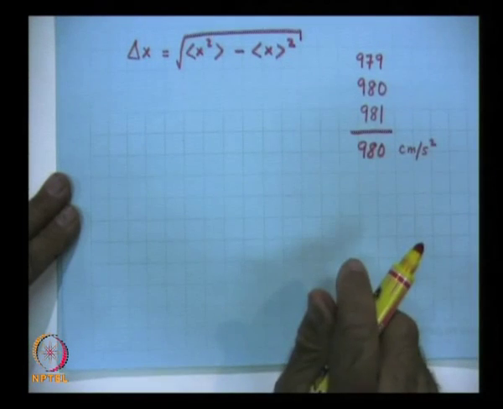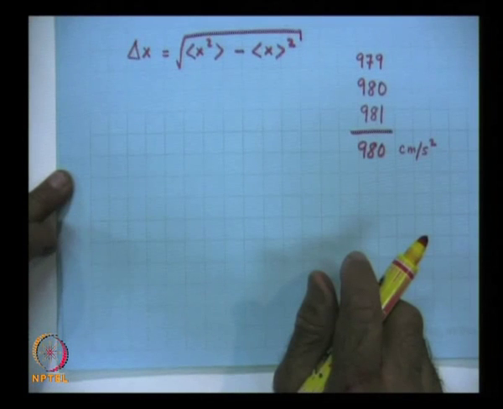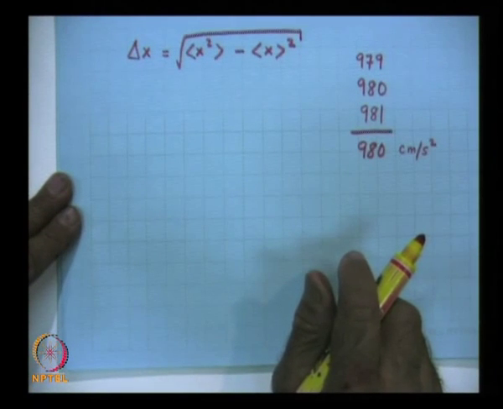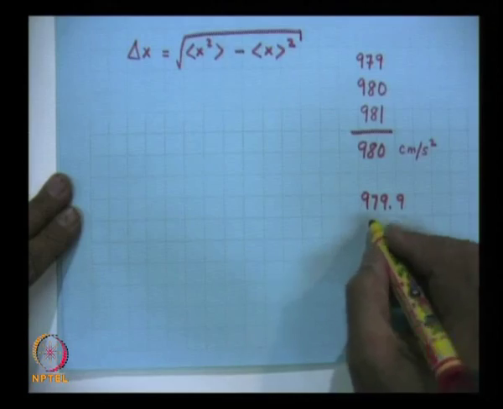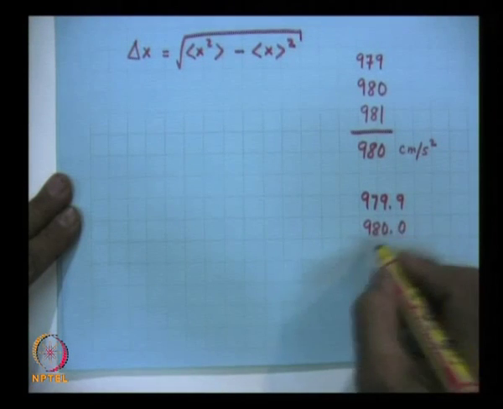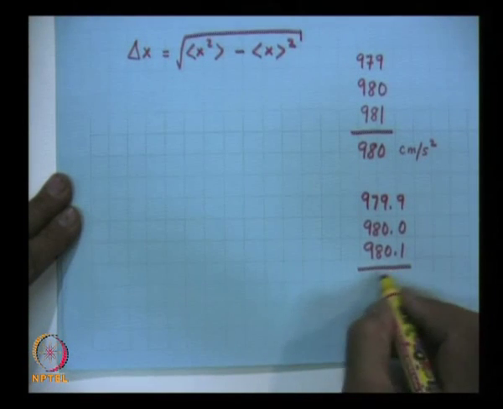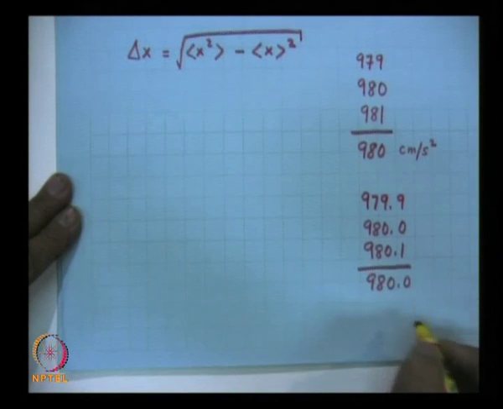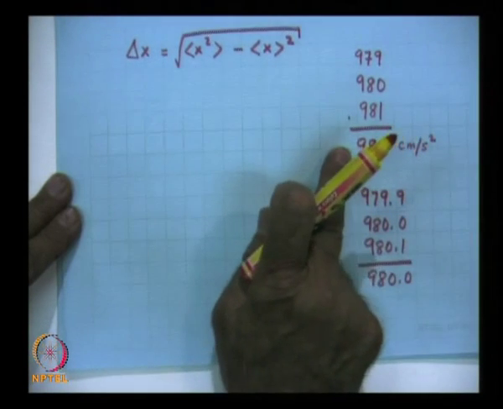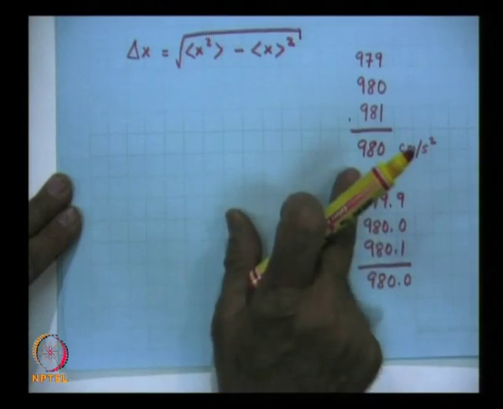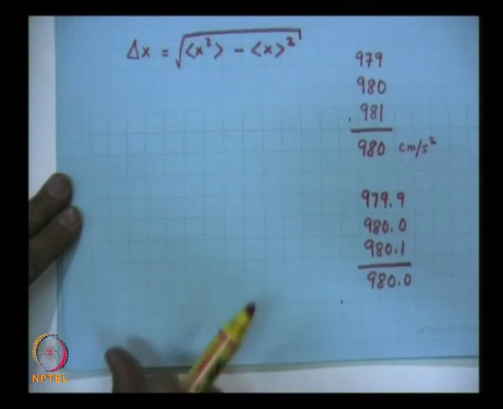Now, I use a Kater's pendulum to make a measurement of acceleration due to gravity, but there I get 3 values like this: 979.9, 980.0 and 980.1. Now, if I take the mean of that, I will again get 980, but there is a difference between these two. Here the uncertainty is much more than this. Here the uncertainty is of the order of 1, and here the uncertainty is of the order of 0.1.